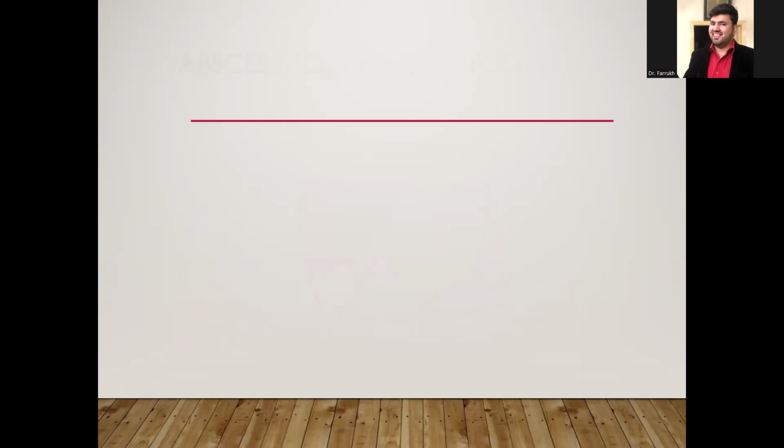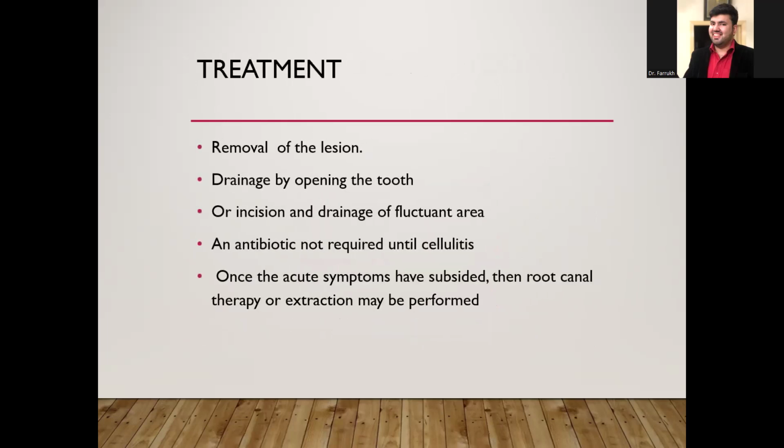Okay, but what's the treatment of this? Removal of the cause. Basically, drainage by opening the tooth, or incision and drainage of the fluctuant area, and antibiotics are not required until cellulitis. This is the thing. And once the acute symptoms have subsided, then root canal therapy or extraction may be performed. So this is the thing basically. Okay.